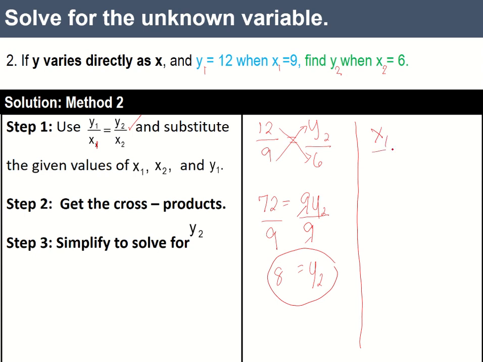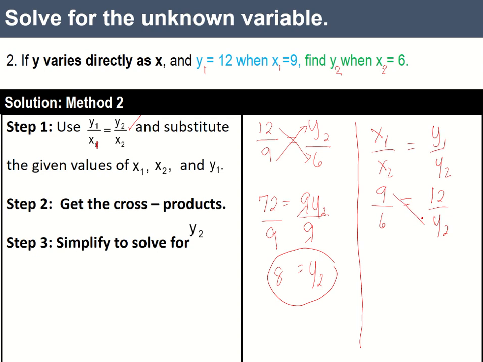X sub 1 over x sub 2 is equal to y sub 1 over y sub 2. Will we get the same answer? Yes, we will get the same answer. Our x sub 1 is 9. Our x sub 2 is 6. Equals, we have y sub 1 is 12. And our y sub 2 is unknown.